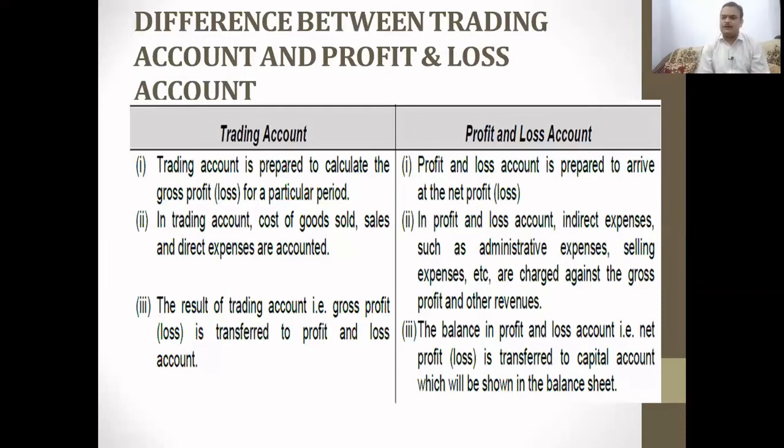But in the profit and loss account, there are indirect expenses such as administrative expenses, selling expenses, etc. These are charged against the gross profit and other revenues. The result of the trading account is called gross profit or gross loss, and the result of the profit and loss account is net profit or net loss. So this is called the difference. These are the main differences between the trading and profit and loss account.